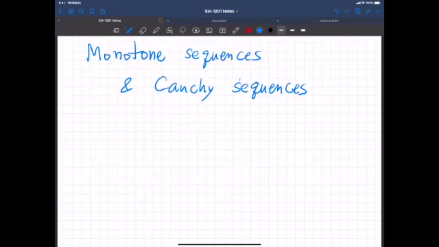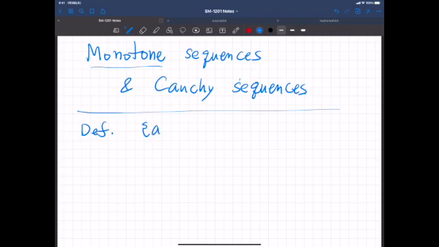Okay, next we study monotone sequences and Cauchy sequences. In general, it is quite difficult to find limits of a sequence, but if certain conditions are met, then we can know whether a sequence converges or not without knowing the limit. Those conditions include monotone sequences and Cauchy sequences. So let's move on. Here's the first definition.